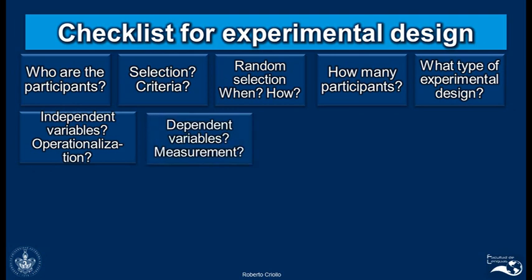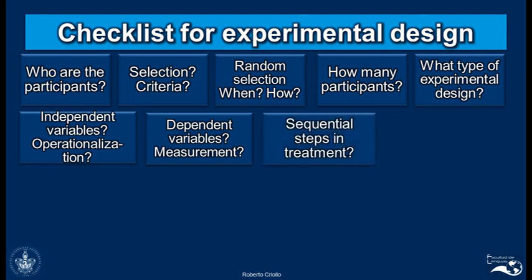Now, same thing about dependent variables. Which is the dependent variable that we are interested in? Usually here we'll have just one dependent variable, because it would be very complicated to test different dependent variables at a time, and we also need to see how we're going to measure this dependent variable.